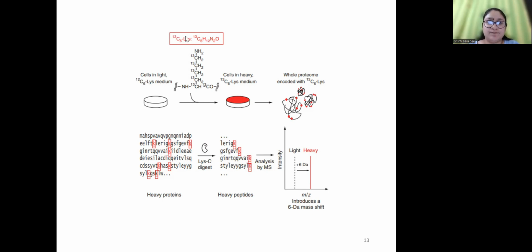Clear? Archana, is it clear to you? The basic technique of SILAC?